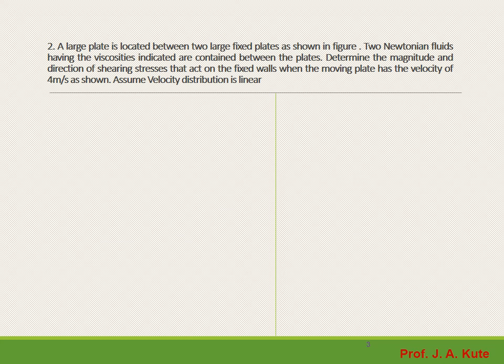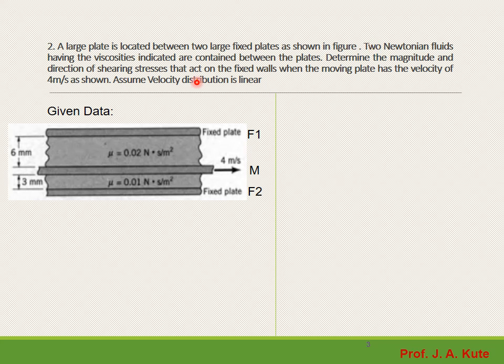Now the second numerical. There is one large plate located between two large parallel plates as shown in the figure. There are two Newtonian fluids having the viscosities indicated in the figure. Here at the downside the viscosity is 0.01, and at the upside the viscosity is 0.02, contained between the plates. Determine the magnitude and direction of shearing stresses that act on the fixed walls when the moving plate has the velocity of 4 meter per second as shown. Assume the velocity distribution as linear.